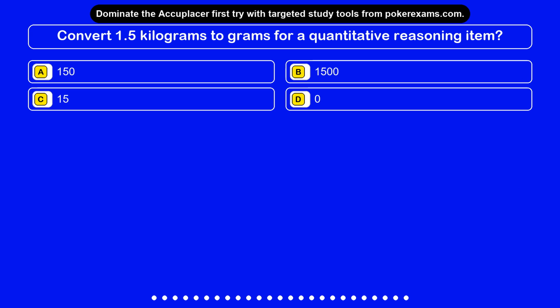Question 6. Convert 1.5 kilograms to grams for a quantitative reasoning item. Option A, 150. Option B, 1,500. Option C, 15. Option D, 0.